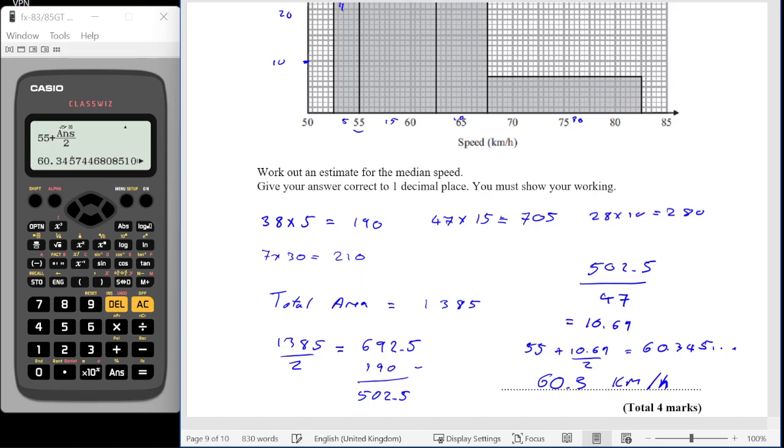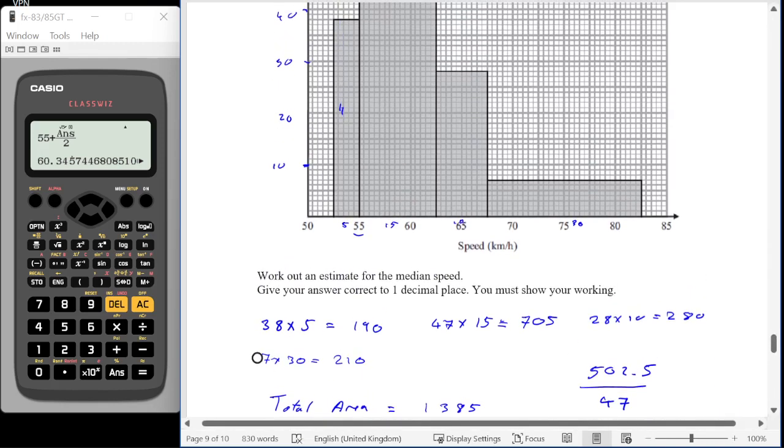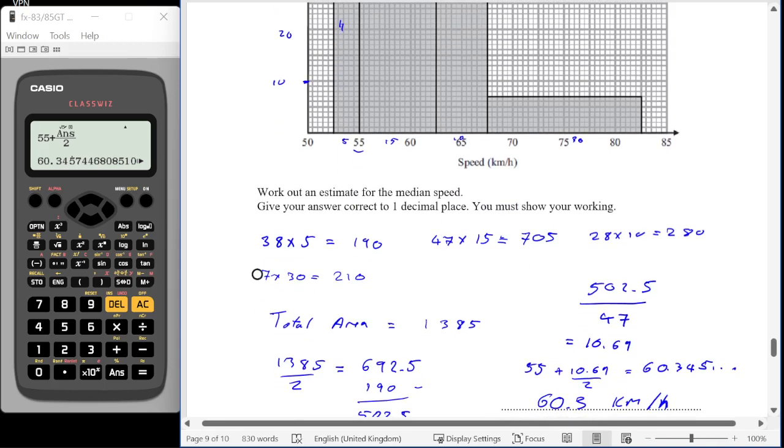So if you've used a different scale for any of your measurements, that's absolutely fine. It doesn't really affect anything other than how you convert it back. I think that's probably the most direct way. If you've done it slightly differently, provided you've got the same answer, which you should do if you've done it correctly, we should all get 60.3.